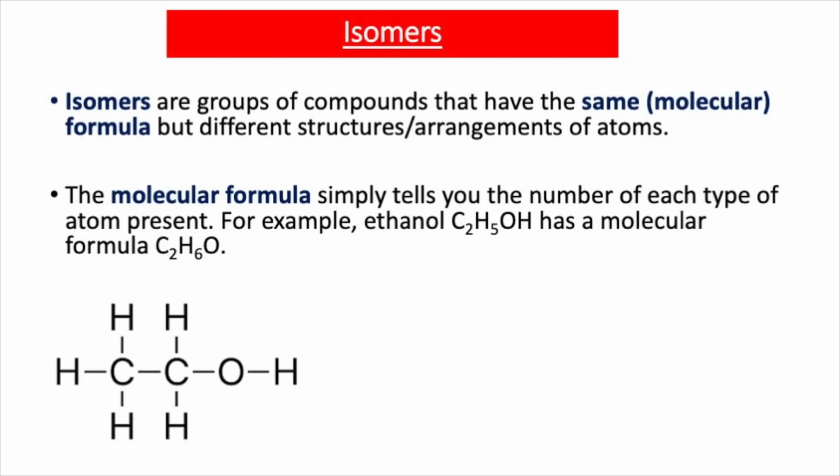Now, isomers are groups of compounds that have the same molecular formula but different structures or arrangements of atoms. The molecular formula simply tells you the number of each type of atom present. So, for example, if we take the molecule ethanol, which we know has a chemical formula of C2H5OH, its molecular formula will be simply C2H6O. And this is because there are 2 carbons, 6 hydrogens and 1 oxygen in every molecule of ethanol.